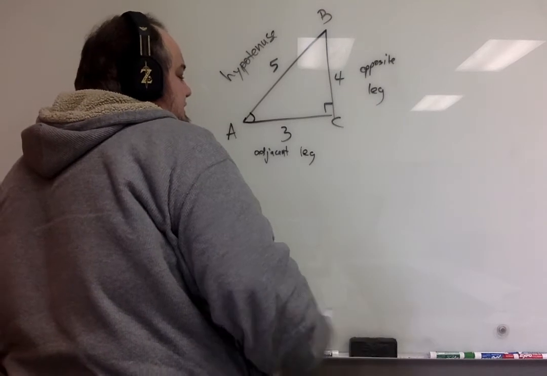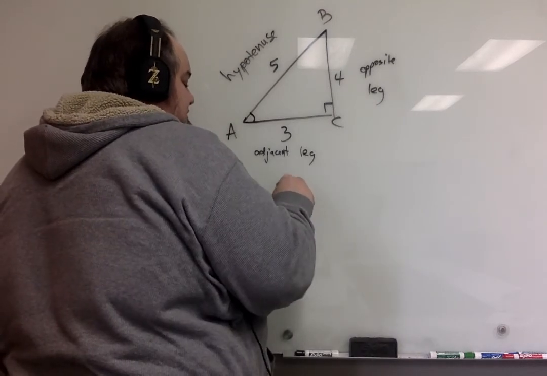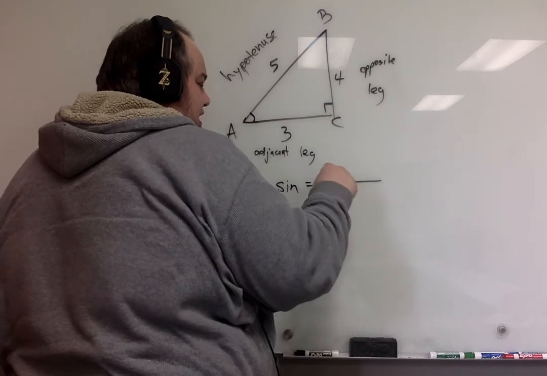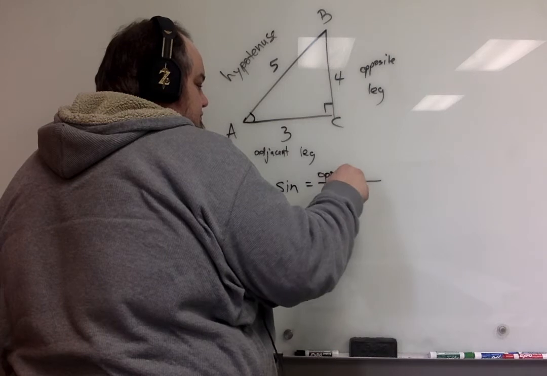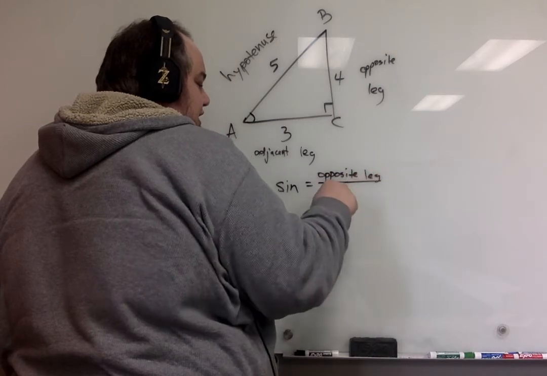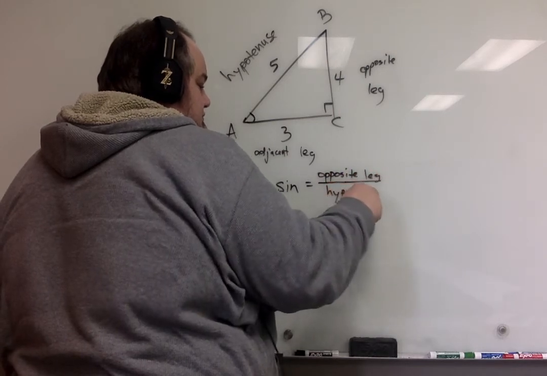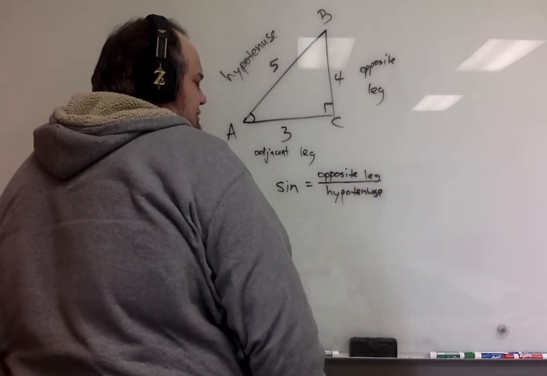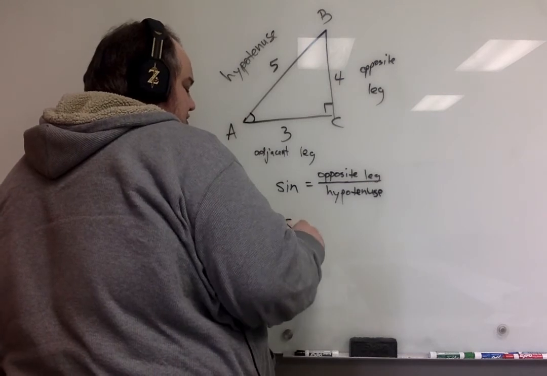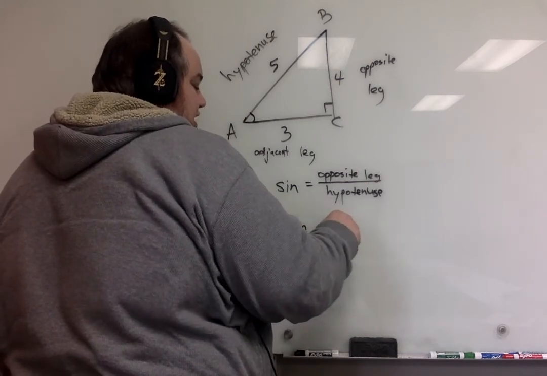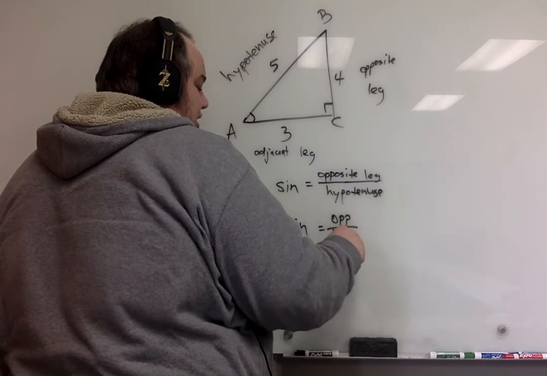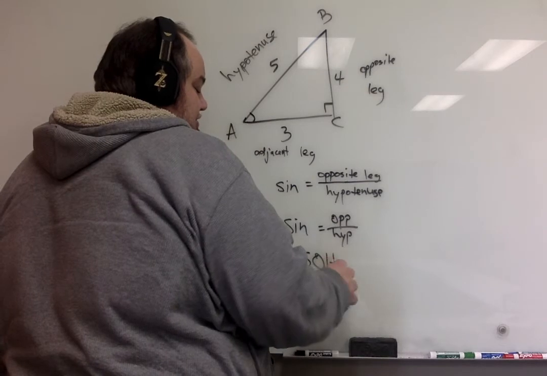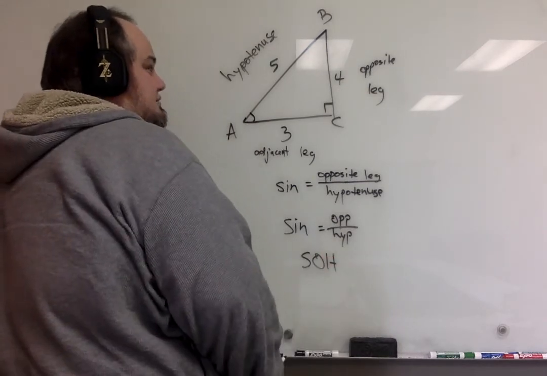So, sine is a ratio, a fraction, of the opposite leg over the hypotenuse. So, opposite over hypotenuse. And a lot of times you'll see it abbreviated, sine equals opposite, OPP, over hypotenuse, HYP. Or you might even see it abbreviated as SOH, sine is opposite over hypotenuse.